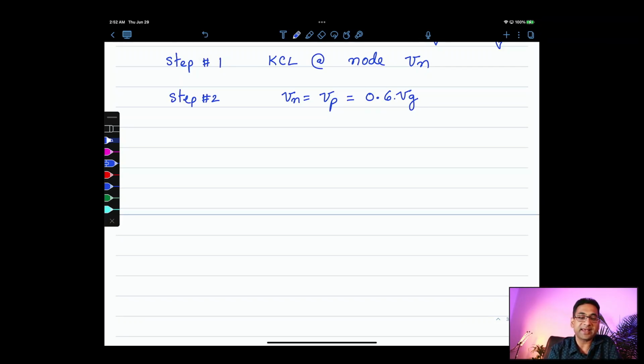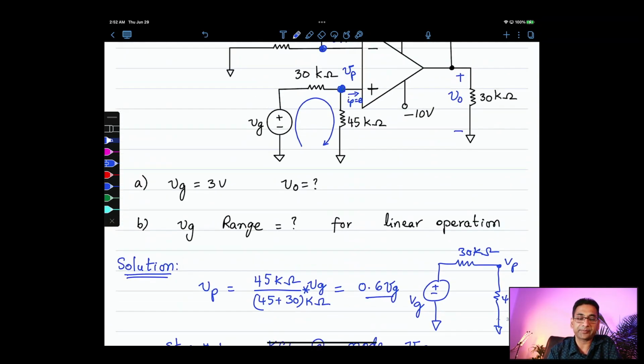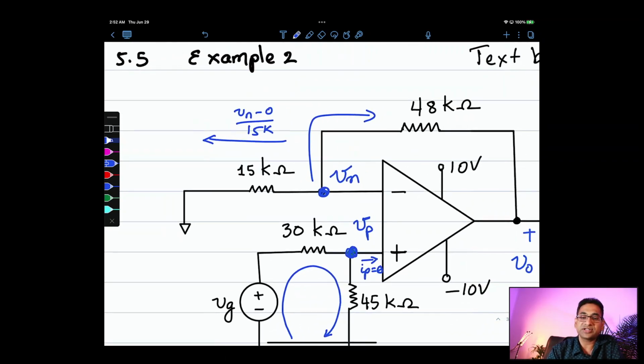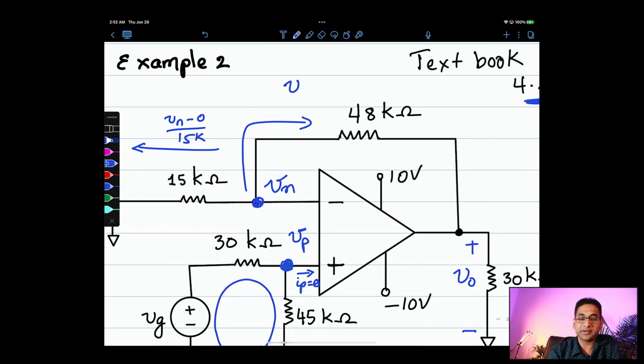Now we can apply KCL at node Vn. At node Vn, applying KCL here, this is Vn minus 0 over 15k, and then there is this current, which is Vn minus V output, because the other terminal is connected to V output, over 48k.